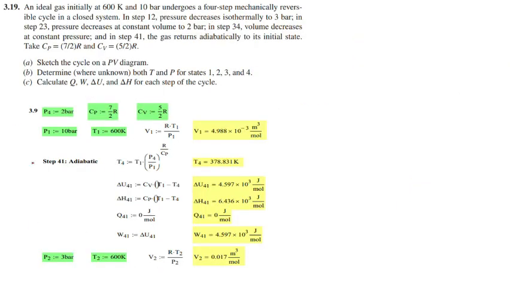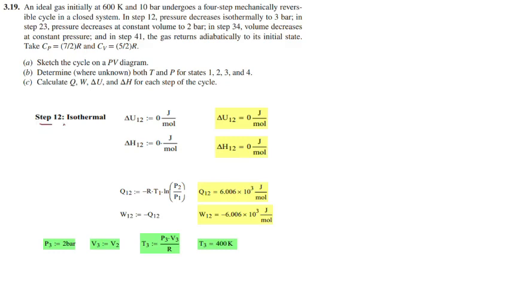In this problem, you have an ideal gas initially at the temperature of 600 Kelvin. So T1 is 600 and the pressure P1 is 10 bar. It undergoes a 4-step mechanically reversible cycle in a closed system. Okay, there are 4 steps. So in step 1 2, pressure decreases isothermally. So 1 2 process is isothermal, and the pressure reduces to 3 bar.